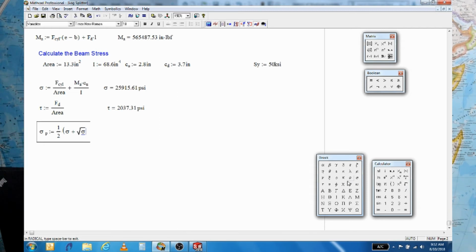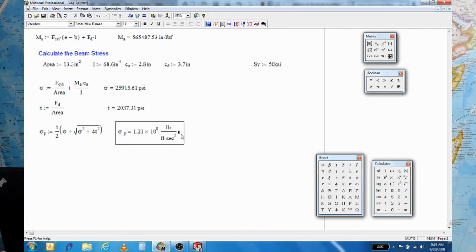So it's 1/2 the quantity of sigma plus the square root of sigma squared plus 4 times the shear stress squared. All right, and that is going to equal, it should be a little bit higher than the stress we calculated above, at about 26. That's what I would expect.